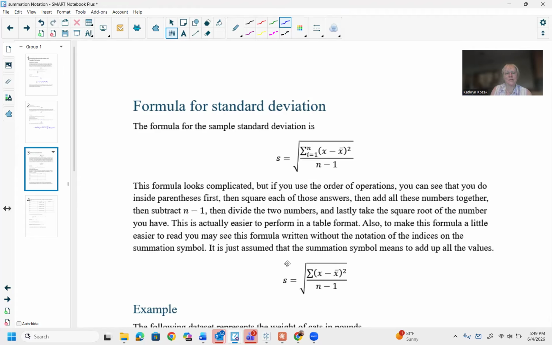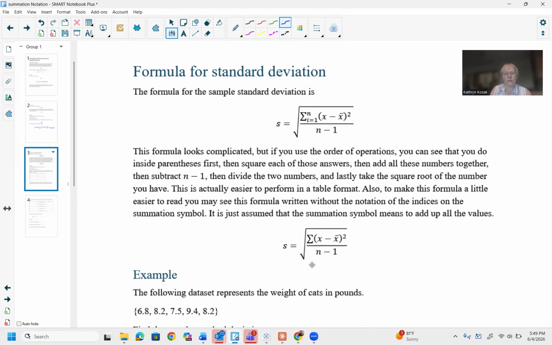This is actually easier to perform in a table format. Also, to make this formula a little easier to read, you may see this formula written without the indices on the summation symbol. It is just assumed the summation symbol means add up all the values. So you'd see s equals the square root of the summation of (x minus x bar) quantity squared, over n minus 1.